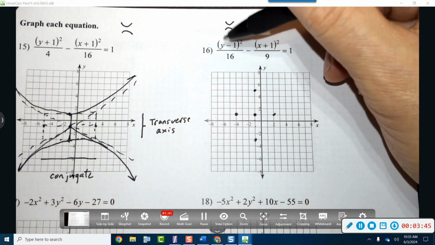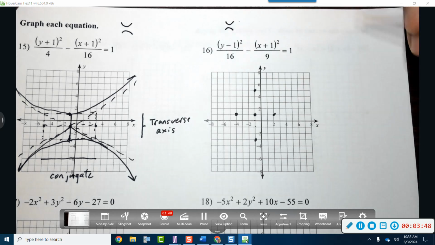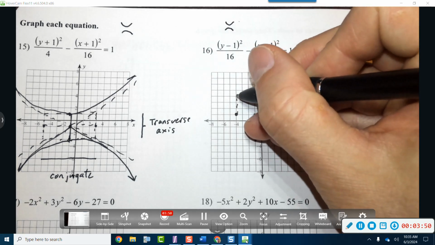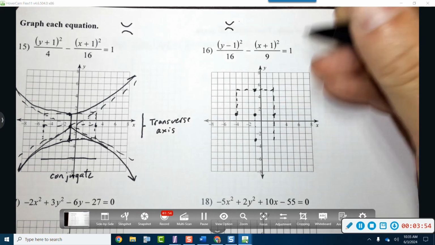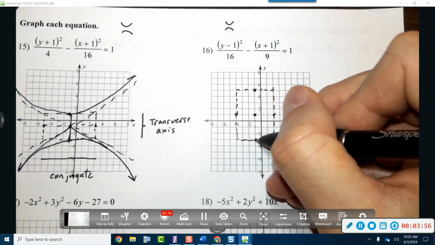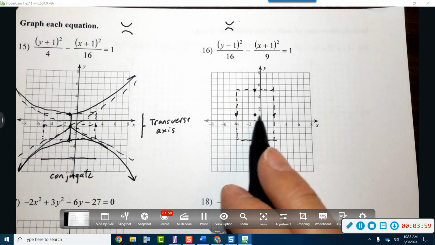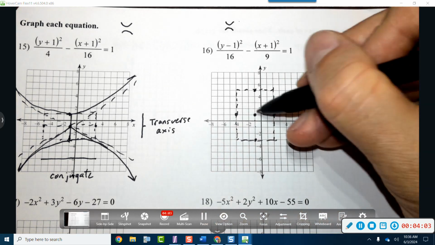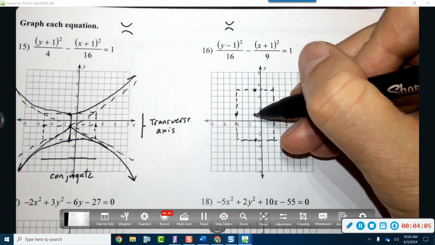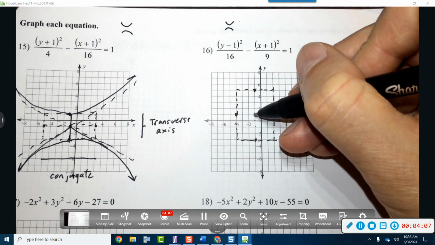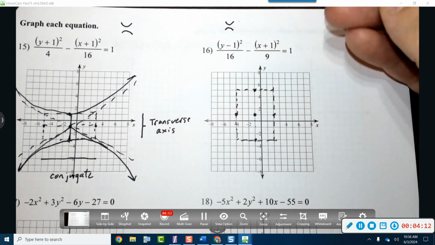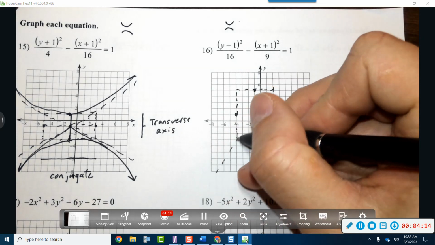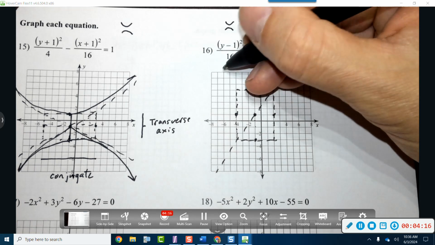Now, because the y is first, we know it's going to open up and down, and this is the spot here. Because it opens up and down, the length of our conjugate axis is actually 6, right? You got 3 this way, 3 that way. This guy here, the length of our transverse axis is 4, so that's going to be a total of 8, okay? So I'm going to go ahead and do this. A ruler is much, much better.